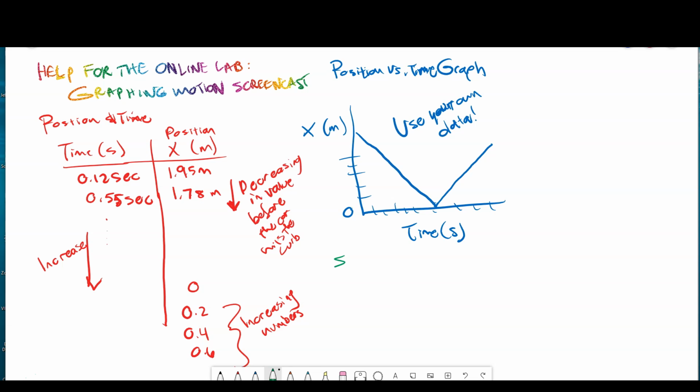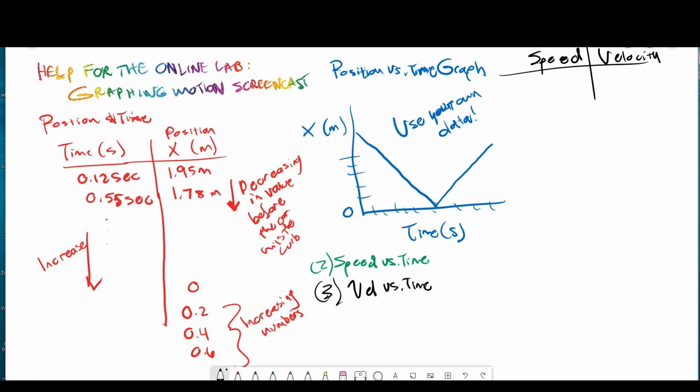The first one is going to be speed versus time, so let's talk about speed, and the third graph you're going to draw is velocity versus time. So let's talk about the difference between speed and velocity. First of all, speed is a scalar quantity and velocity is a vector quantity. What does that mean? Speed can only be positive, whereas a vector quantity can be positive or negative.